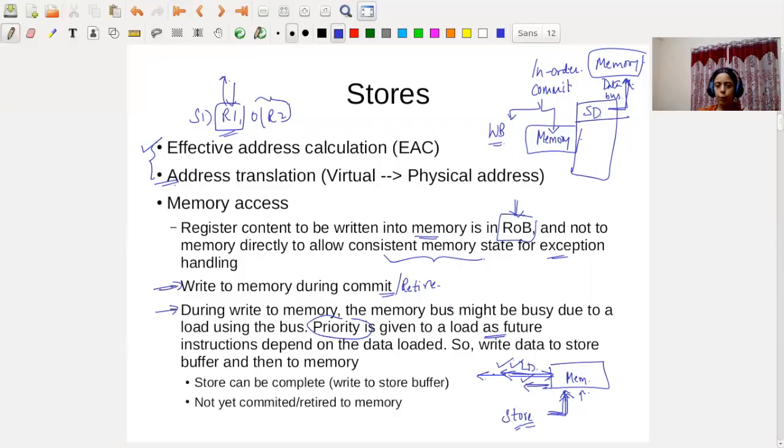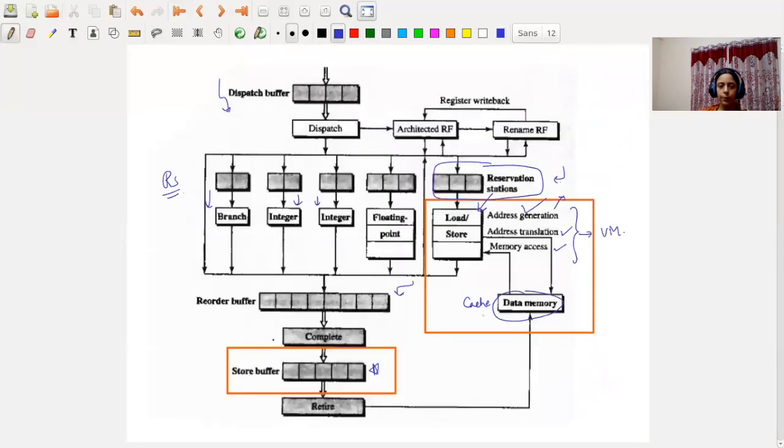So what we're going to do is add this store buffer. Once we get to the head of the reorder buffer, we write the data to be stored in the memory to a store buffer. At this point, you check if the data bus is free. If it is free, it can go ahead and write to the memory. So this is not on the critical path. And if the data bus is not free, it's going to wait in the store buffer till the data bus is free. So that is the role of this store buffer. This is the structure.